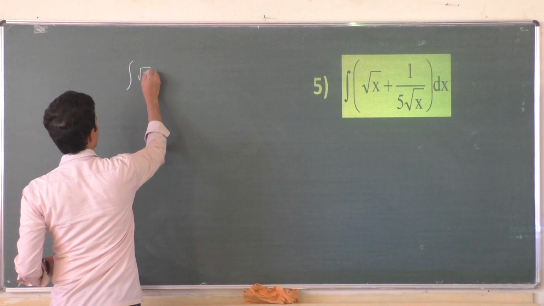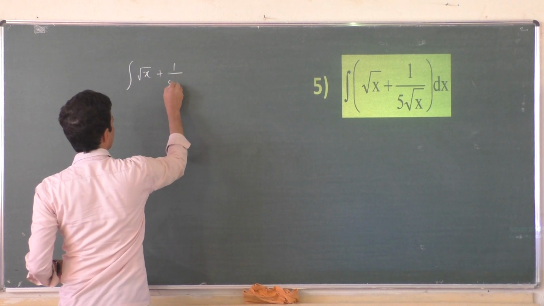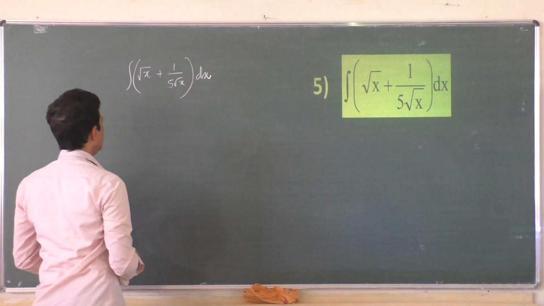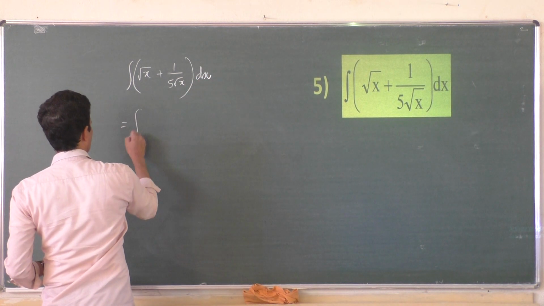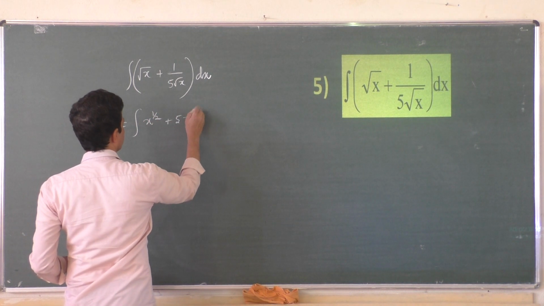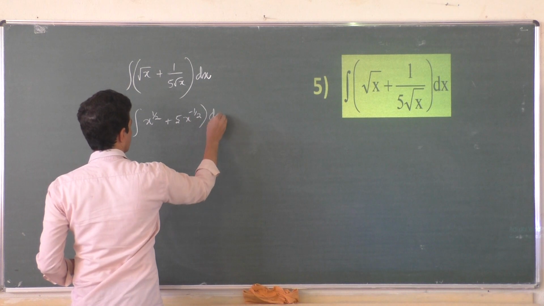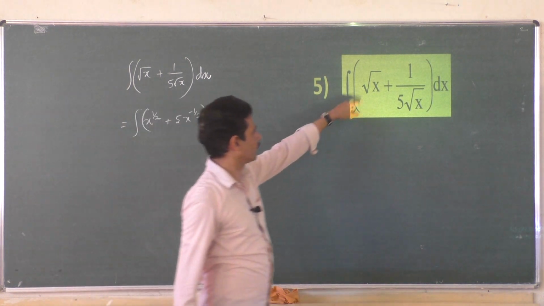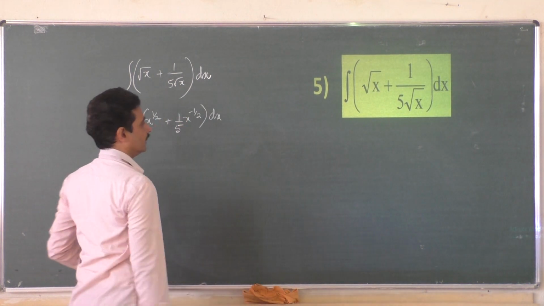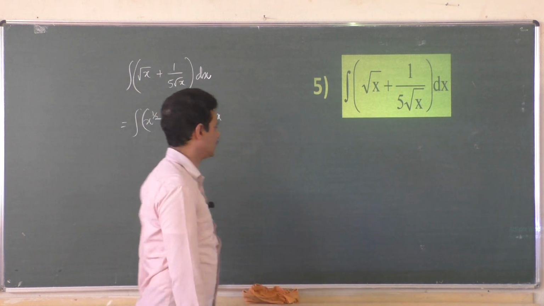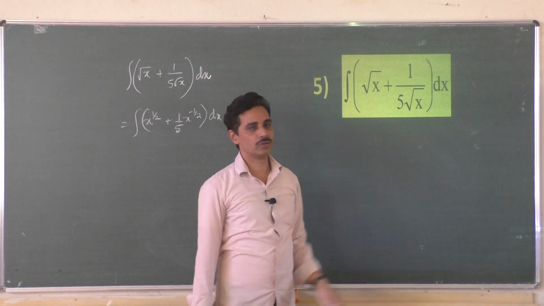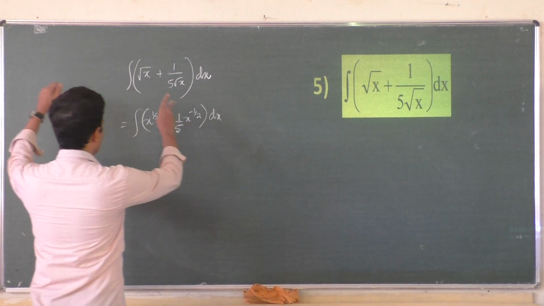Integration of root x plus 1 by 5 root x dx. Okay, that is equal to integration of x to the power half plus 5 into x to the power minus half dx. Is it right? X to the power half, 1 by 5, sorry, it is 1 by 5. You take this to the numerator, x to the power minus half, because here it is x to the power half, when it goes up, x to the power minus half.